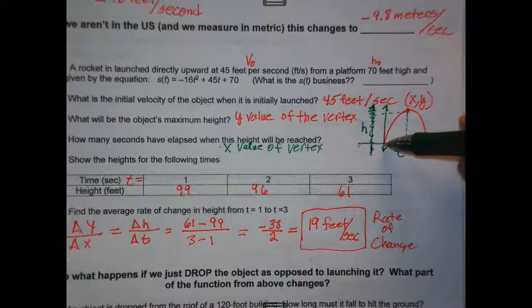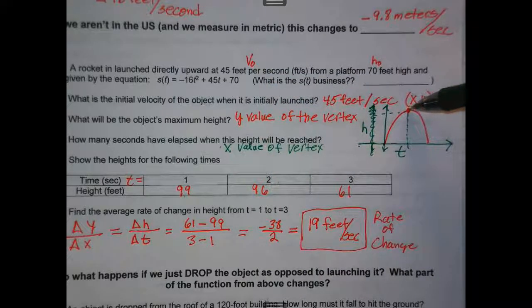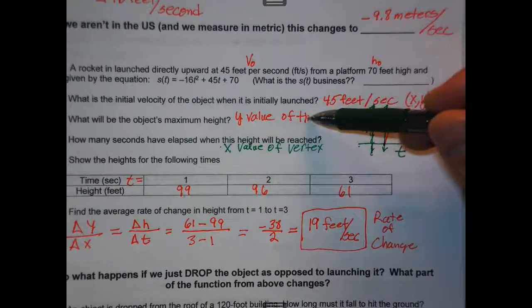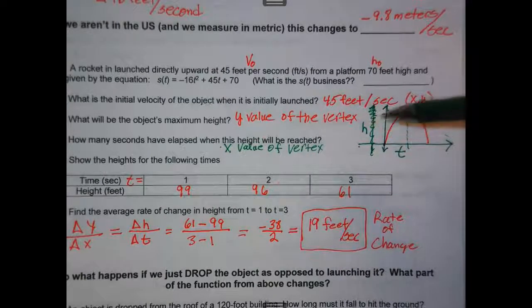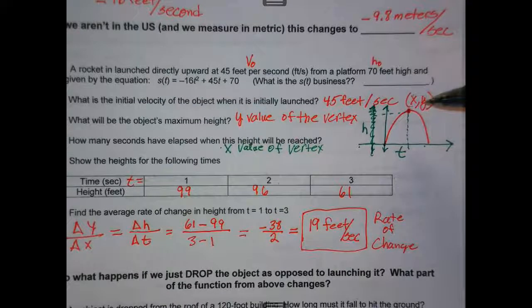Okay, so we launched it. They gave us the initial velocity, and then we hit the height here at a vertex. And the vertex told us a couple of things, right? It told us how high that rocket hit, the maximum, the y value of the vertex. It's actually the h value because our y-axis is the height, our x-axis is the time. So our x told us how long it took to get to that y, that maximum height, right?